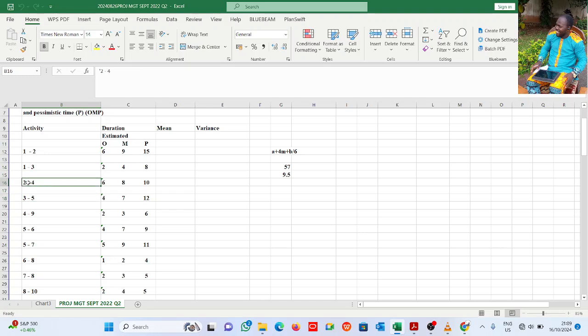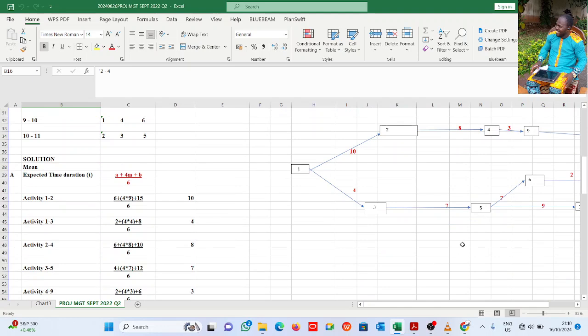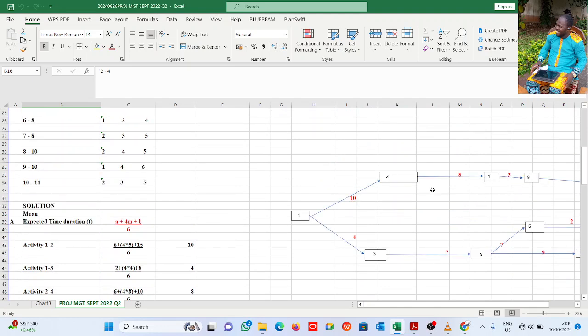4 is on 2. That means 2 must be executed before 4. 3 must be executed before 5. Now let's see how it plays out here in our network diagram. Activity 4 depends on activity 2. Activity 5 depends on activity 3. Now you see the arrow from 3 to 5, the arrow from 2 to 4. They both have 8 and 7 as their mean time duration respectively.